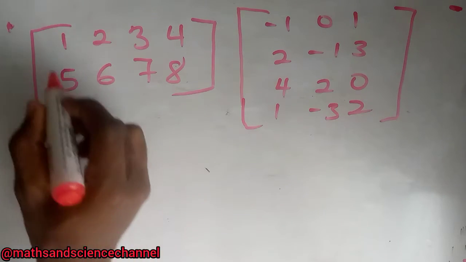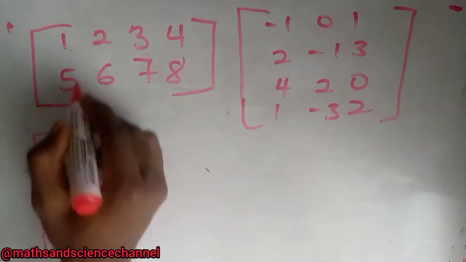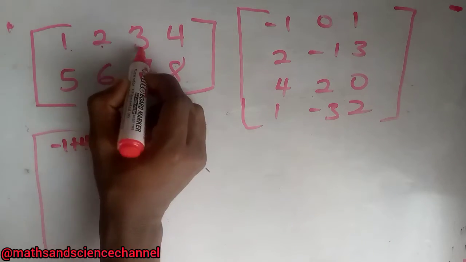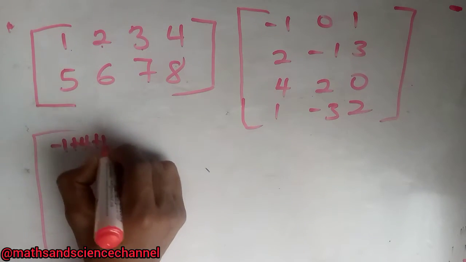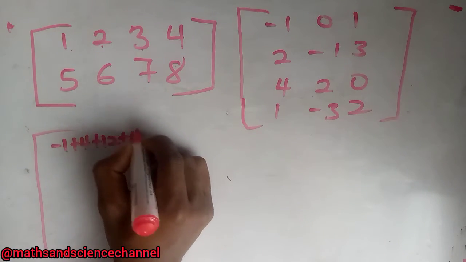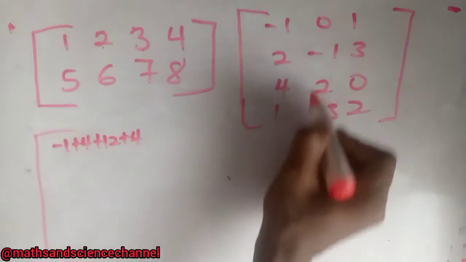So first of all, we have 1 here multiplying -1 gives us -1. 2 here multiplies 2 here, we get +4. 3 here multiplies 4 here, we get +12. 4 here multiplied by 1 here, we get +4. Now that's the first part. Now we'll go on to the second column.